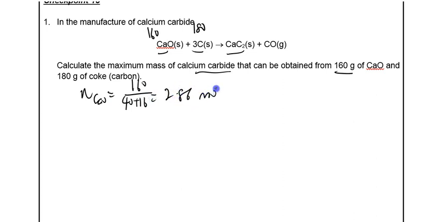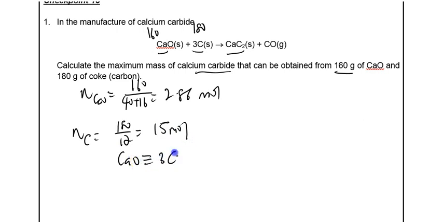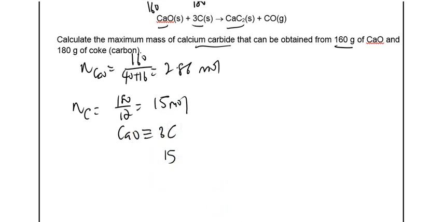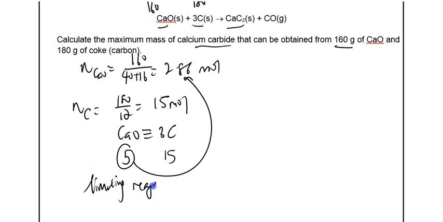You will have 2.86 moles. Number of moles of carbon is 15 moles. So based on the molar equivalent, CaO is equivalent to 3 carbon. So if I have 15 moles of carbon, it means that I will react with only 5 moles of CaO. But I only have 2.86 moles, which means that there is not enough CaO to react with all my carbon. So my limiting reagent is, that's right, CaO. So we do the subsequent calculation with the number of moles of CaO.